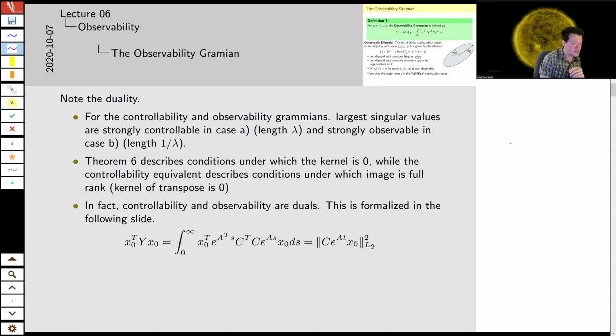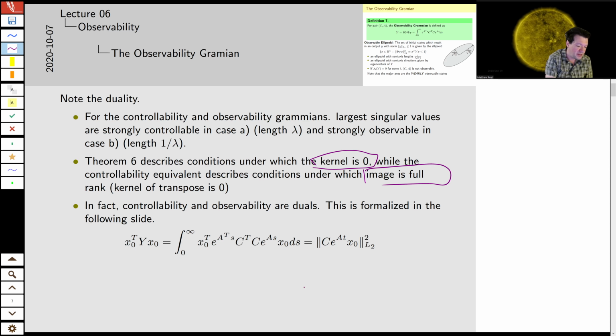Again, this is what we talked about before. So Theorem 6 gives conditions under which the kernel is 0, as opposed to the sort of opposite in the case of controllability, where we're giving conditions under which the image is full rank, right? Which is sort of the opposite of 0. And these are related, right? Because these notions of image and kernel are dual as well.